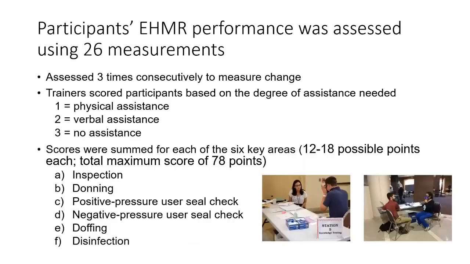For the elastomeric group, participants were assessed for their performance in these 6 key areas, which included 26 measurements. We assessed these 26 measures 3 times consecutively to examine change. The trainer scored participants based on the degree of assistance needed, including physical assistance, verbal assistance, or no assistance. We then summed the scores for each of these 6 key areas with an average of 3 within each area, and a possible range of 12 to 18 possible points, and a total maximum score of 78 points.